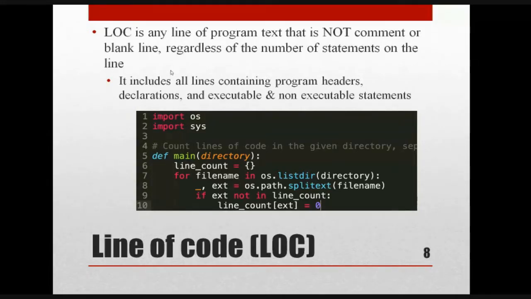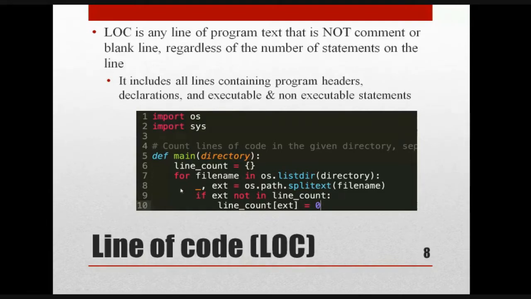It includes all lines containing program headers, declarations, and executable and non-executable statements. All these come under line of code. Let us take an example. This is a code which I pasted here. I'm going to find the line of code, that is the size of this code. So total number of lines, how many are there? 1, 2, 3, 4, 5, 6, 7, 8, 9, 10 lines of code.